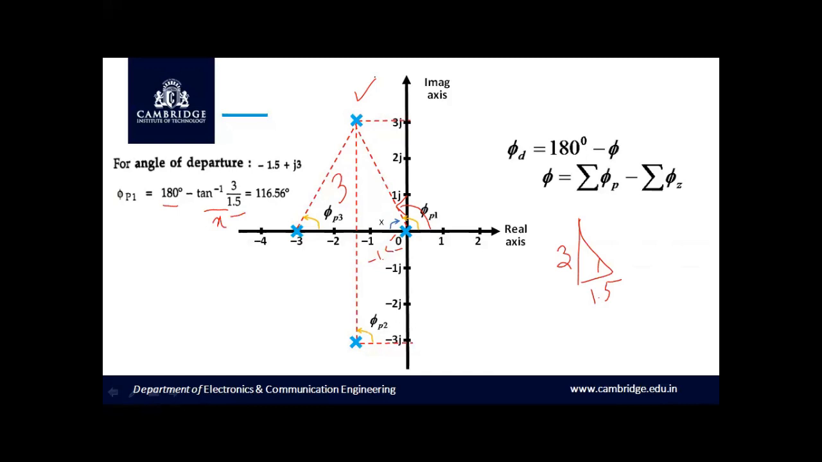Similarly, let us calculate the contribution from the other pair of the complex conjugate, that is minus 1 minus 3j. It is very clear that this angle will be exactly equal to 90 degree. So I can write phi P2 equals 90 degree. Now our point of interest is to calculate phi P3, which has been represented here, that is the contribution of the pole at s equal to minus 3 towards the point of interest.